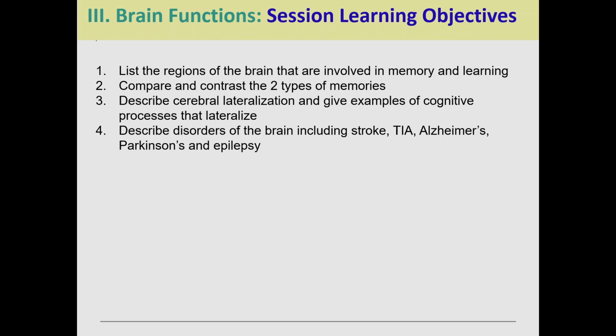All right, so now we're going to get into brain functions. So we're going to talk about memory and learning, talk about long versus short-term memory, cognitive processes, and then we will get into some disorders, some of which we've kind of briefly talked about, like a stroke, TIA, Alzheimer's, Parkinson's, and epilepsy.